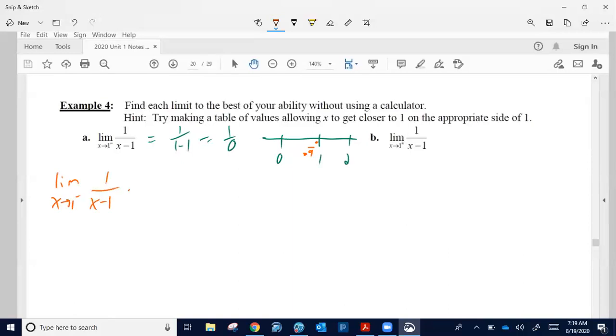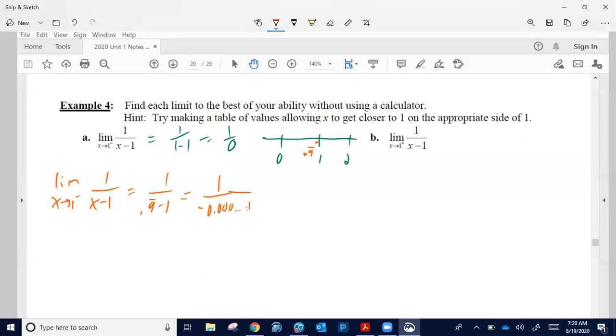So 1 over x minus 1 is going to be 1 over 0.9 repeating minus 1. Now, if I have 0.9, 0.9 minus 1 is negative 0.1. 0.99 minus 1 is negative 0.01. 0.999 minus 1 is negative 0.001. 0.9 repeating minus 1 is going to be a negative number, 0.000, a whole bunch of zeros and a 1. That's a really, really small number.